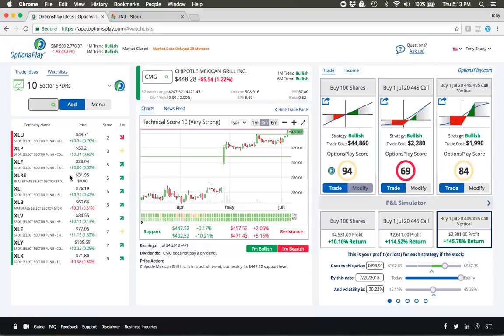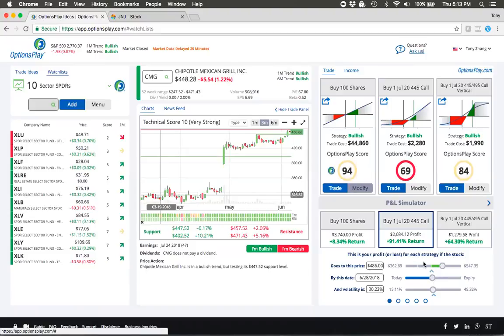Is expected return based on holding position to expiration? I'm guessing you mean holding the position to expiration. And no, you can use any expiration date you want. So for example, if you're bullish on Chipotle and you bought the stock and you think it's going to go up to 485, you can either assume that you hold it to expiration and see what your expected returns are, but you can also say what happens if it hits 486 somewhere between now and expiration. So you can choose any date you want, and we'll show you what the expected returns are for each one of these strategies. So it's not just for expiration, it's for any time before expiration.